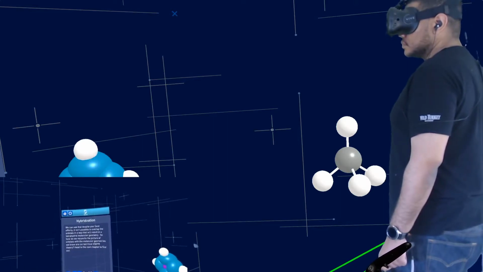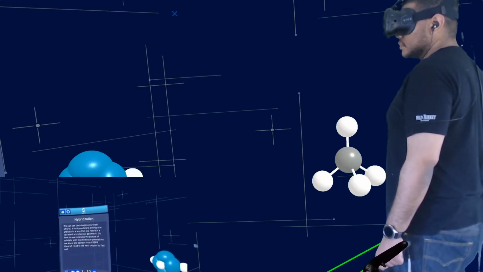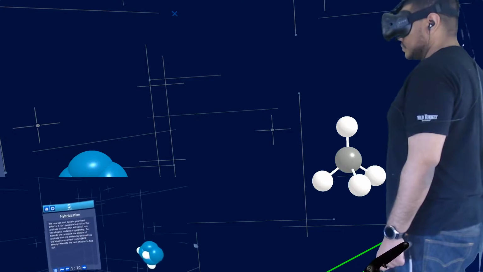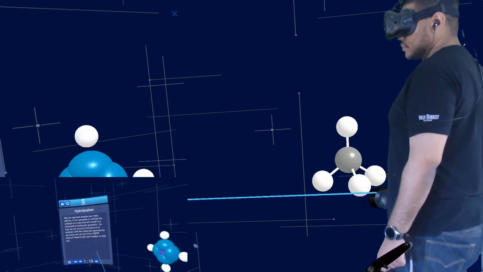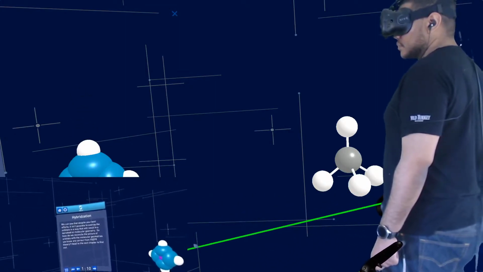So, how do we reconcile the picture of orbitals with the molecular geometries we know are correct from VSEPR theory? Head to the next chapter to find out.